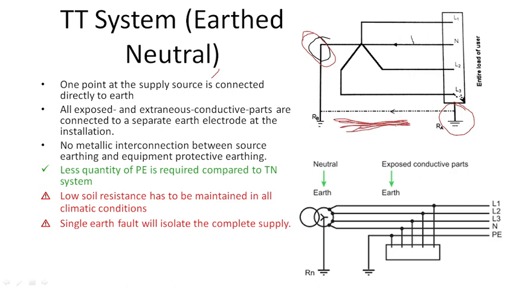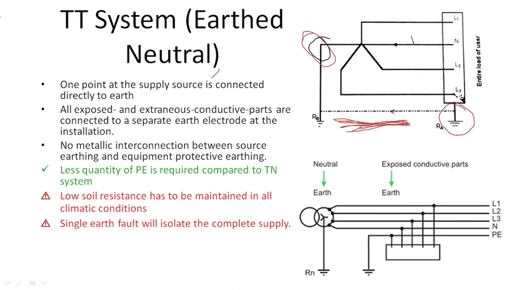So the advantage of such a system is you need to use only a very small quantity of protective earthing equipment when you compare to that of a TN system. And the disadvantage being, if any fault occurs, the return path of the fault current is through the earth. So you need to maintain a low soil resistivity under all climatic conditions. And the important point is a single phase fault will isolate the supply completely. So these are the issues related to this.